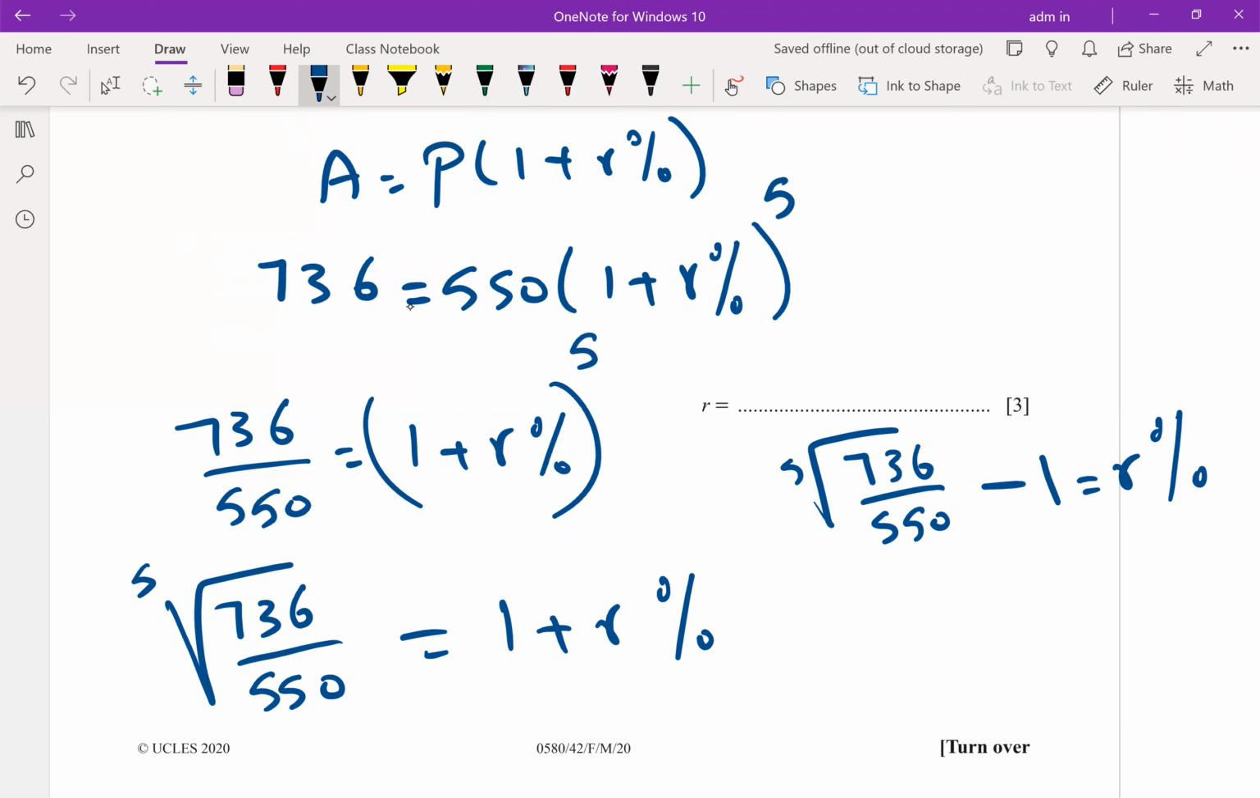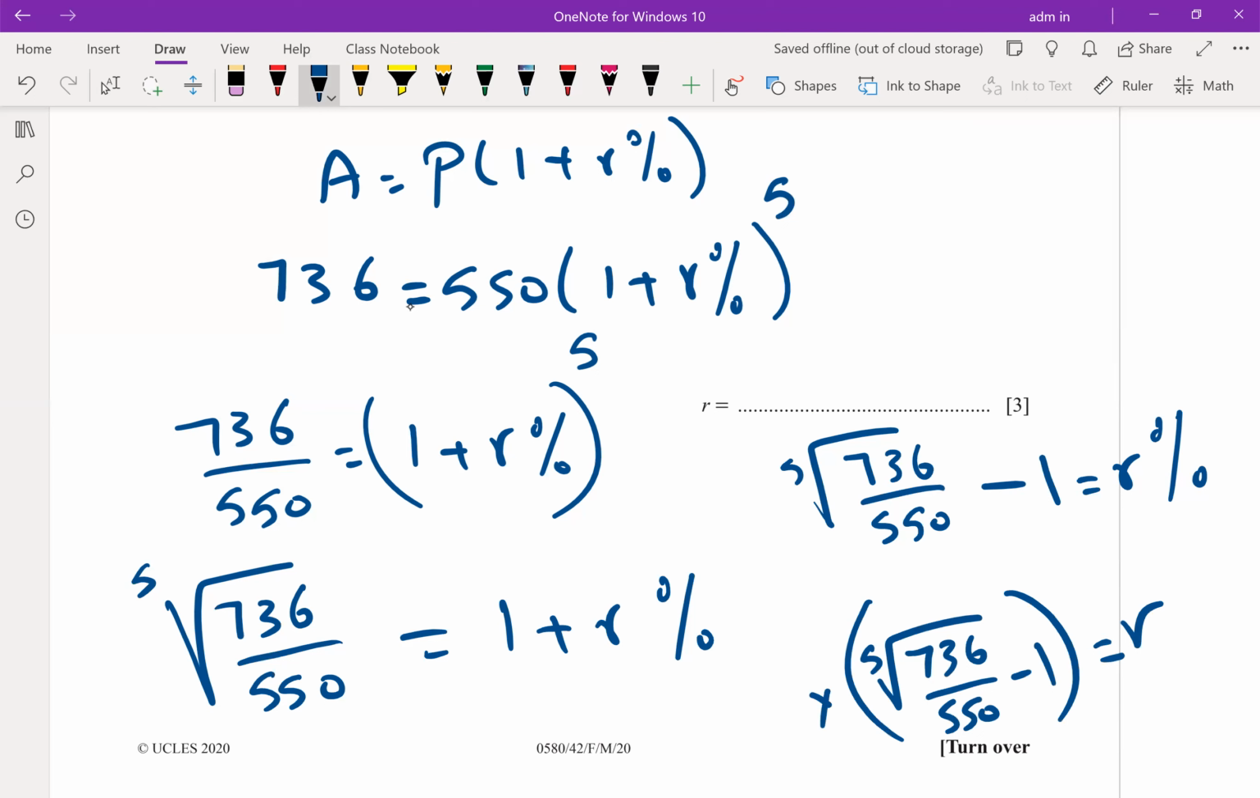R% means R over 100. But when he asks to get the value of R, it's divided by 100, so multiply your value by 100. Fifth root of 736 divided by 550, minus 1, then multiply your answer by 100. Give me the final answer. 5.99. Omar, you have a question?